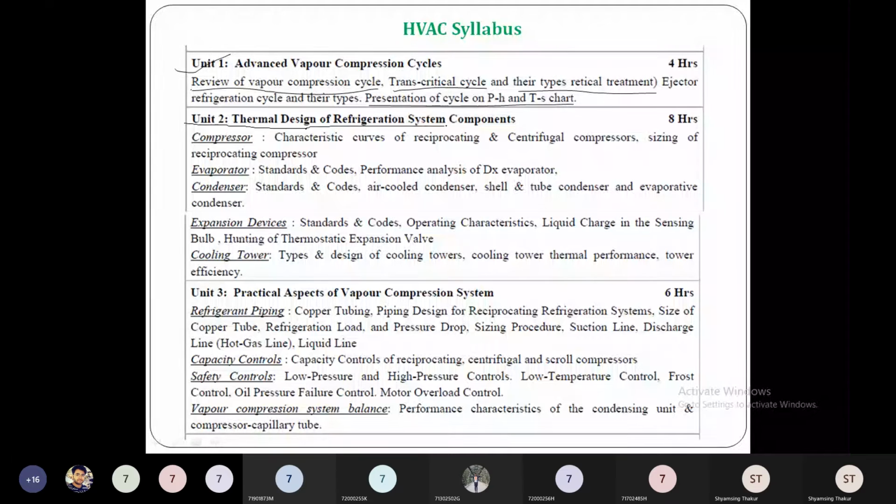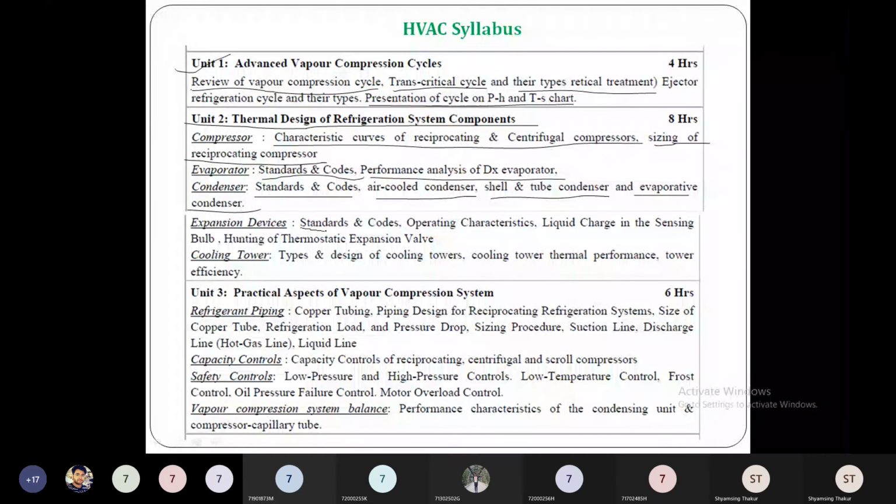After unit number 1, in unit number 2 you are going to see the thermal design of refrigeration system components, where we are going to study compressors, the characteristic curves of reciprocating and centrifugal compressors, sizing of reciprocating compressor and its numerical. Then for evaporator, standards and codes, then performance analysis of direct expansion evaporator. Then condenser standards and codes, air cooled condensers, shell and tube condensers, and evaporative condensers subsequently.